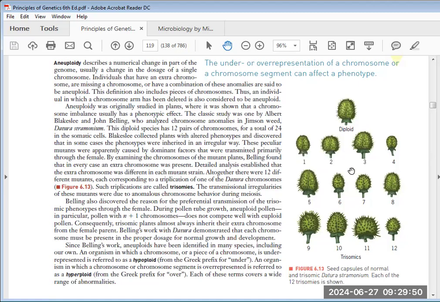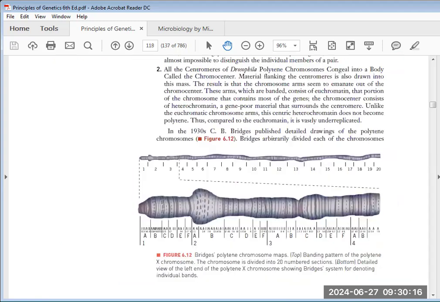This is a seed capsule. Capsule means it is a fruit. Capsule is a type of fruit. You have studied fruit in semester 2 botany. There are different varieties of this capsule, and all of these varieties are dependent upon different trisomies. Addition of chromosome number 1, 2, 3, 4, 5 or onward. And this is the normal diploid.